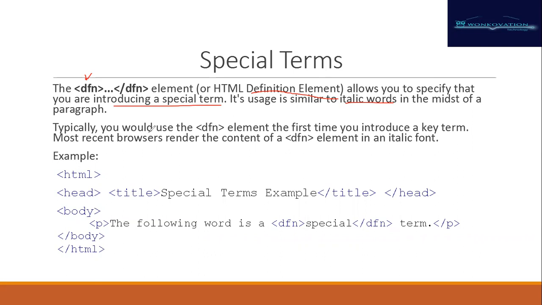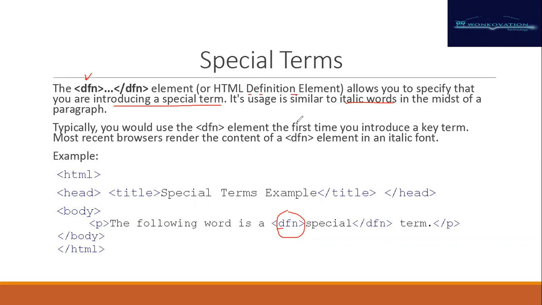Typically you will use the DFN element the first time you introduce a keyword, and most recent browsers render the content of the DFN element in italic form. See how we can use the special term. We will use it by DFN. What is the full form of DFN? It is definition. See over here, this is the word of that definition. It is written DFN, which is the definition element.